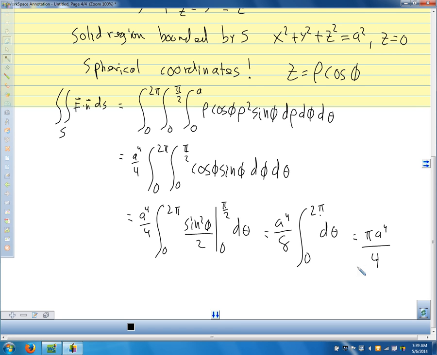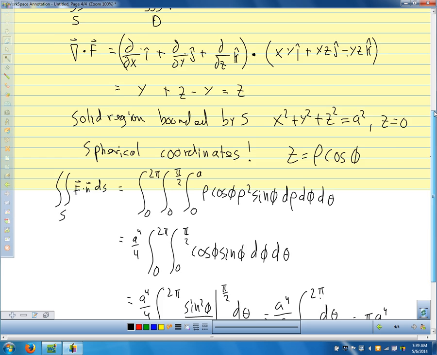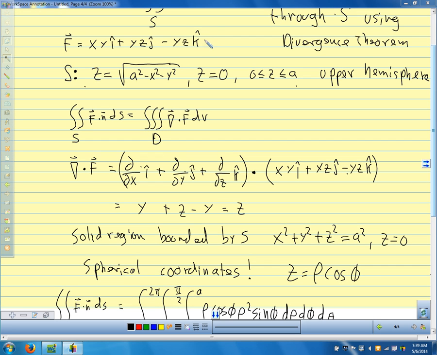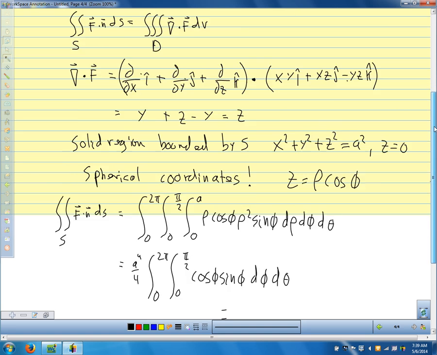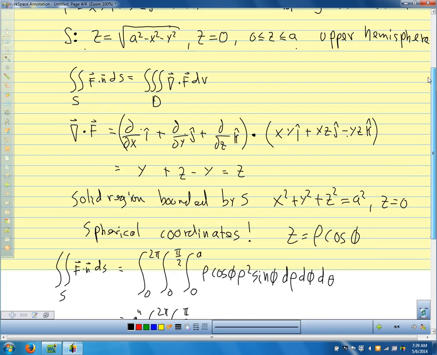So our flux through that solid surface would be pi a to the 4th over 4 units of volume per unit time, if we're thinking about this as a fluid flowing outward from this sphere. So if this field represented a velocity field of a fluid, this would tell us the volume of that fluid per unit time that's flowing outward from that surface. And I think evaluating that triple integral is not difficult.